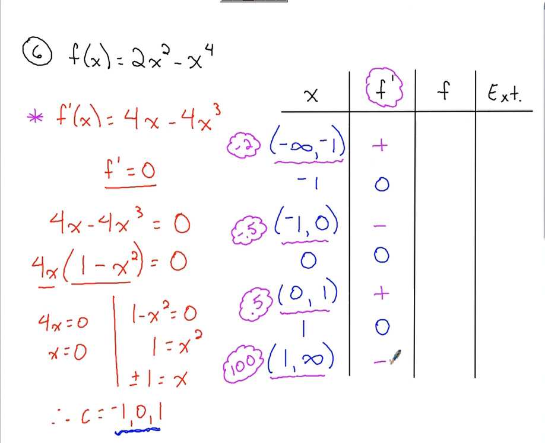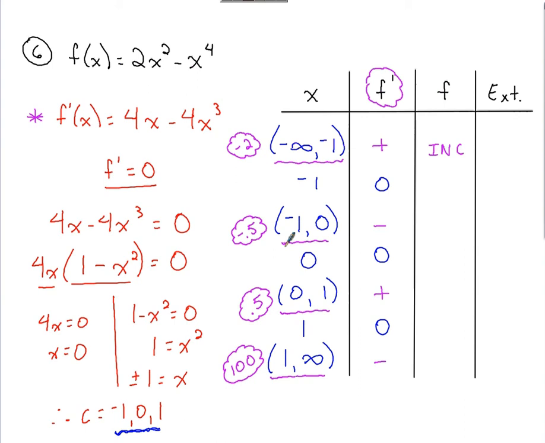So, what are all these signs telling me? Well, they're telling something to me about the original function. I know now, since the derivative was positive on this first interval, from negative infinity to negative 1, if I looked at the graph of the original function, I would see on that interval the graph's going up. It's increasing.